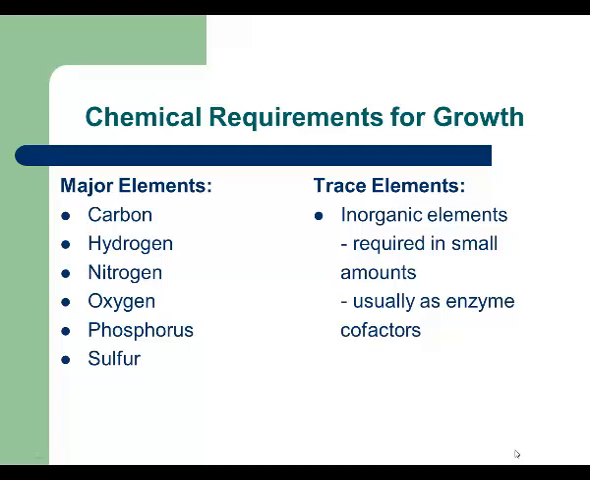Basic ingredients that bacteria need to grow are listed on the left side of this slide. You have to remember that carbon is a major chemical element in biochemistry. For example, a lot of bacteria use carbon as a source of energy. Besides carbon, bacteria require hydrogen, nitrogen, oxygen, phosphorus, and sulfur.